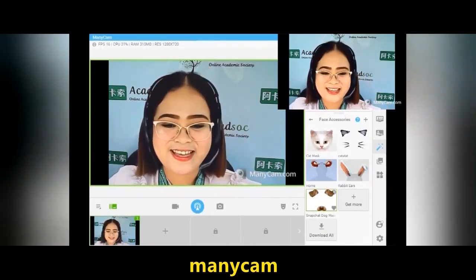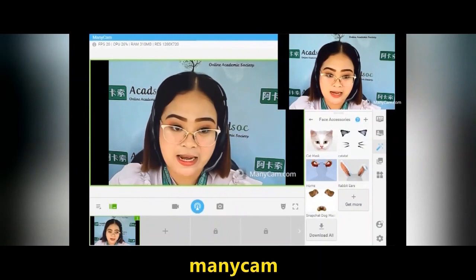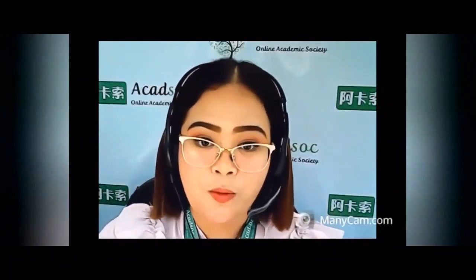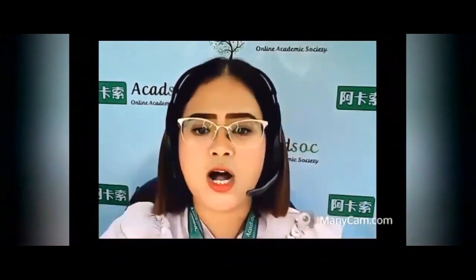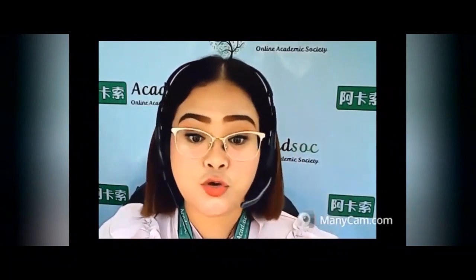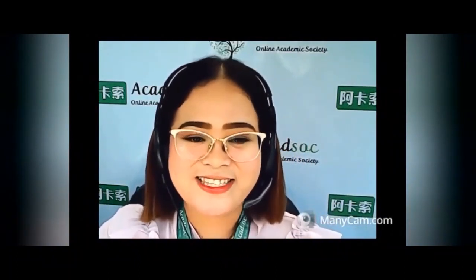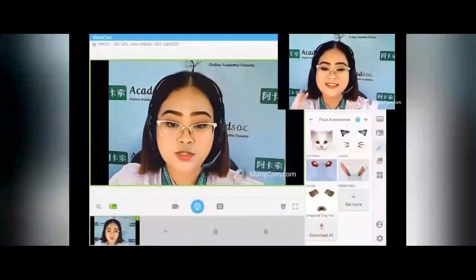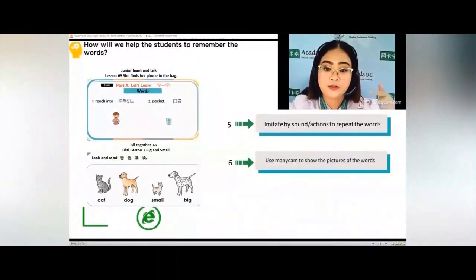So, guys, that is the way we could use ManyCam. It's really very easy and effective too, right? You could also use some rewards, and they've got the stars, and some objects that you could use during the class. So, I know that you are very excited to try it. I hope you can download ManyCam and use it in your class.